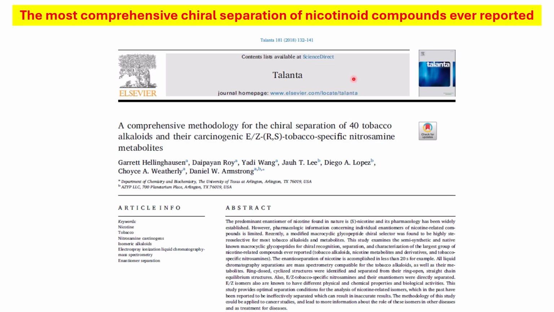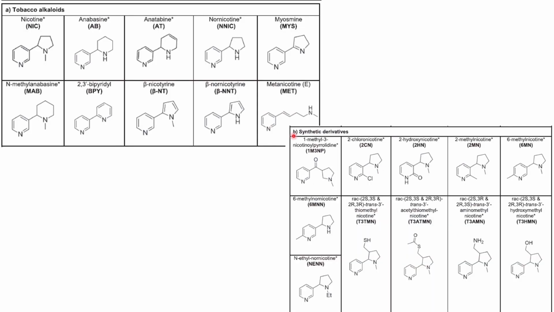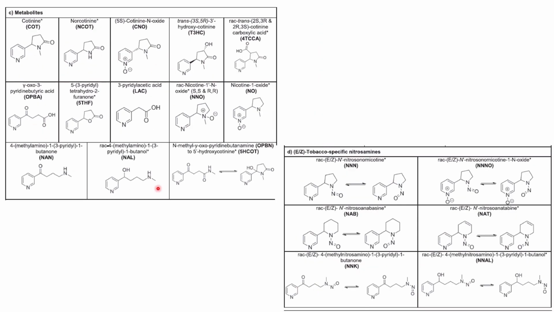The most comprehensive chiral separation paper on nicotinoid compounds ever reported was this Talanta paper in 2018. It shows the enantiomeric separation of 40 tobacco alkaloids and their tobacco-specific nitrosamine metabolites. It covered virtually everything you could possibly be interested in. In the upper left, you see a list of all the possible tobacco alkaloids. On the right, you see synthetic derivatives of the tobacco alkaloids. On the next slide, you see all the identified metabolites of the nicotine and the nicotinoids. And on the lower right, you see the tobacco-specific nitrosamines. These are the things that are capable of causing cancer.